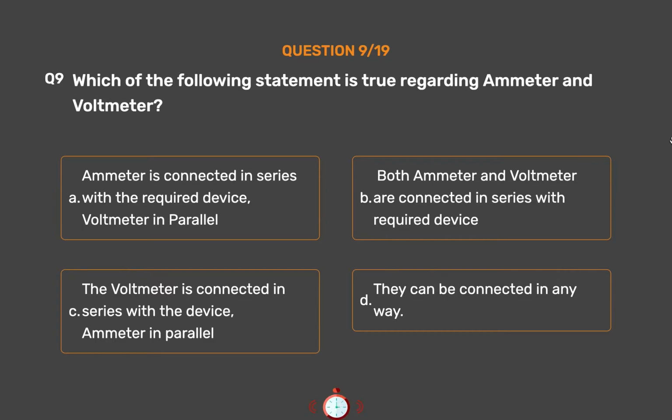The correct answer is option A. Ammeter is connected in series with the required device, voltmeter in parallel.